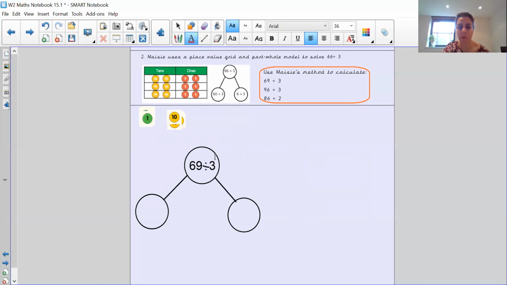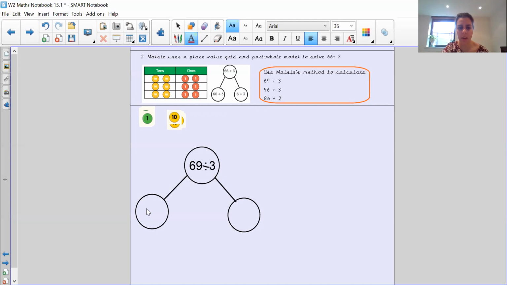So my part whole model, I've got 69 divided by 3. On your part whole model, can you please write for me what's going to go in these 2 circles? Pause the video and try and do that for me. What's going to go in those 2 circles?